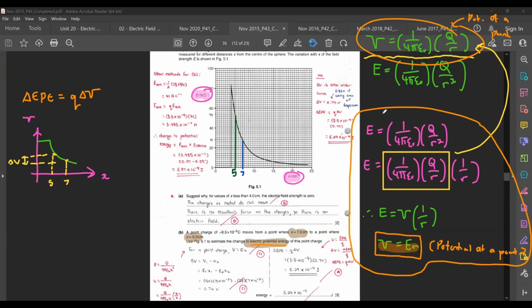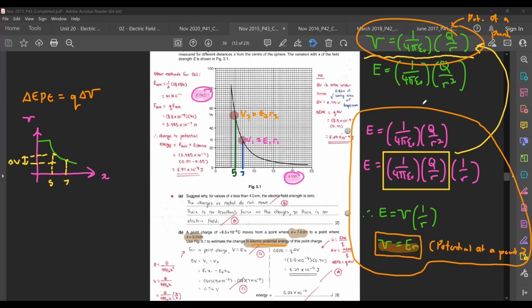So here, if you're moving from the 7 centimeter mark to the 5 centimeter mark, you could say that your V1 here is going to be E1 times R1. And then if you go on to the 5 centimeter mark, it will be V2 equals E2 R2. So you just need to read the graph, put in the values, and calculate it out.